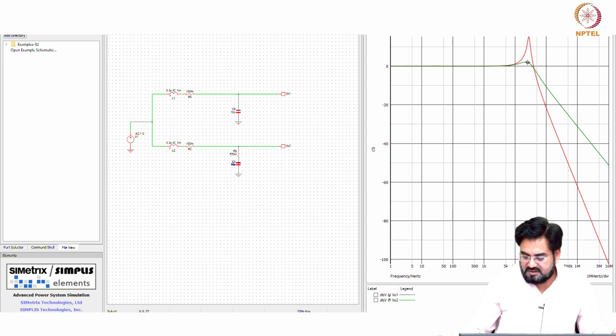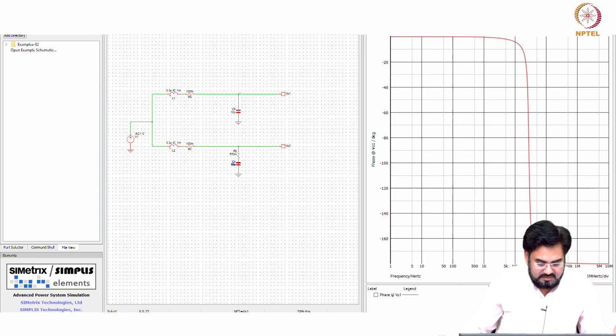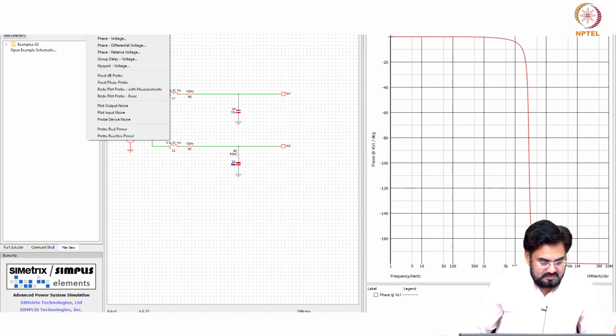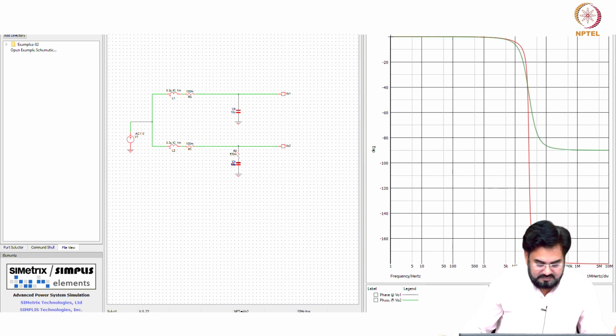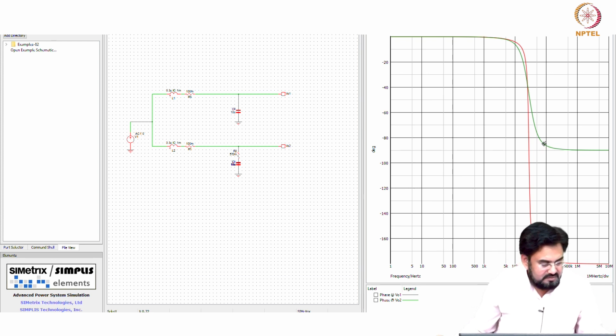So the 0 is appearing very close, because your curve has changed right from here. Now we look at the phase. Okay, this is your resonance frequency. It is going to 90 here. So your 0 is now dominant here, and it never allows the phase to go below minus 90.